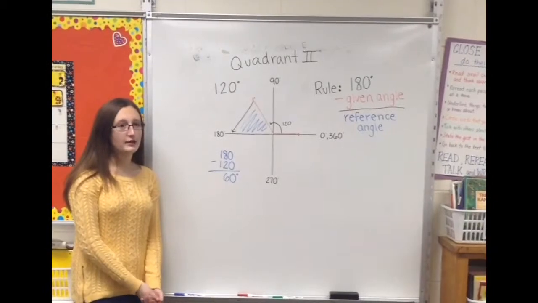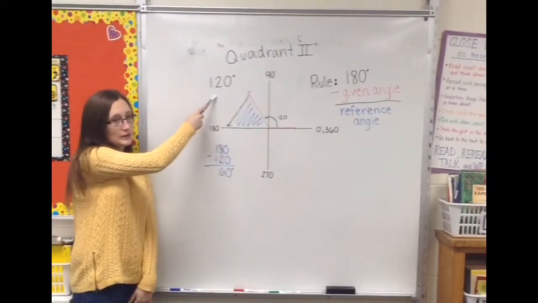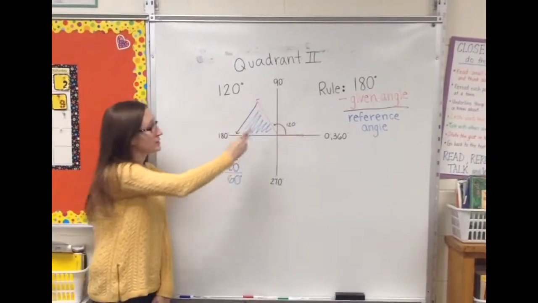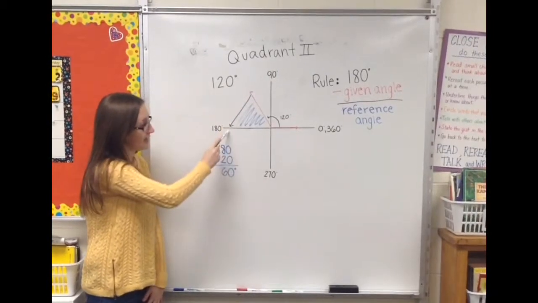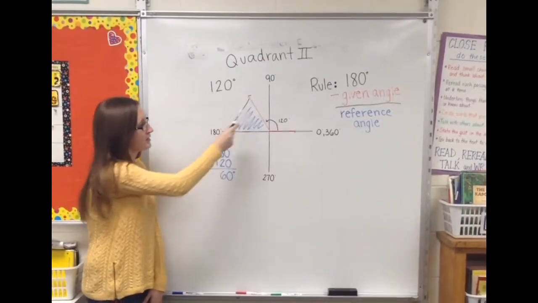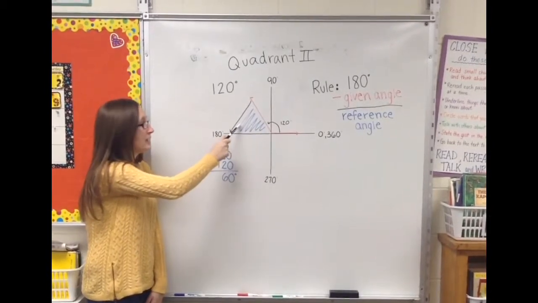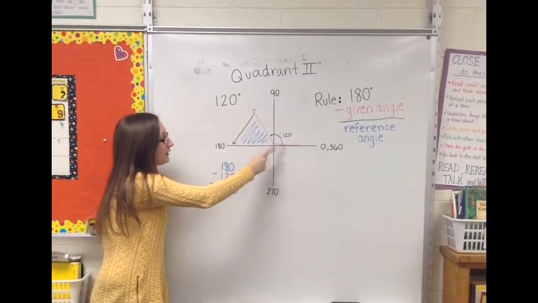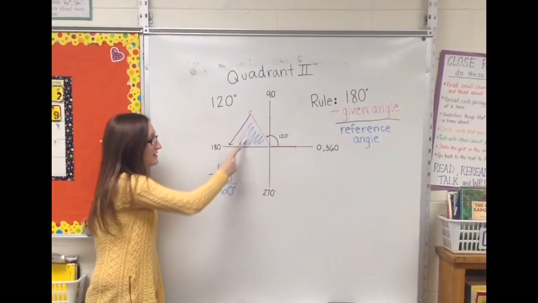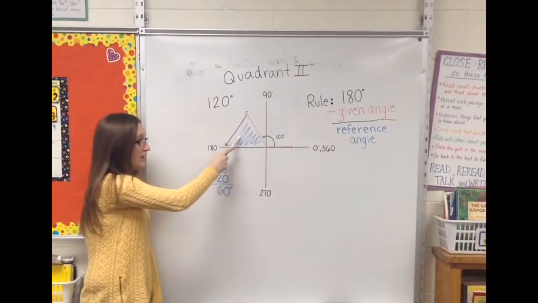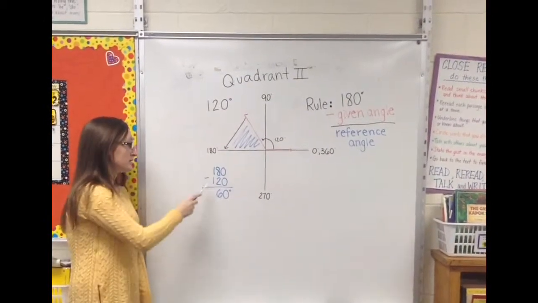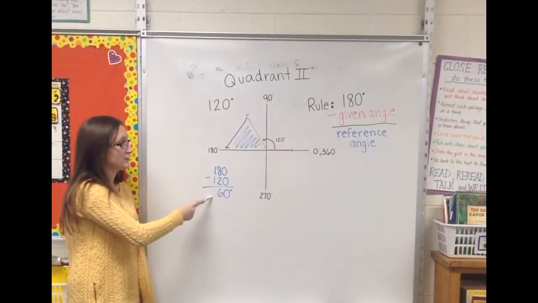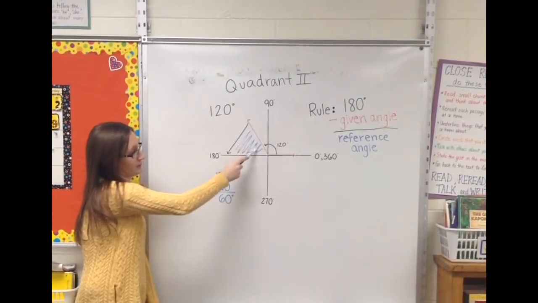Now we're going to find an angle in the second quadrant, and we'll use 120 degrees as our example. If this here is an angle of 120 degrees, we want to measure from our terminal side to the x-axis over here at 180 degrees, which means this shaded area is our reference angle. We need the difference between 180 and 120, so we subtract our given angle, 120, from 180 degrees, and we get 60 degrees, which is our reference angle, this measurement right here.